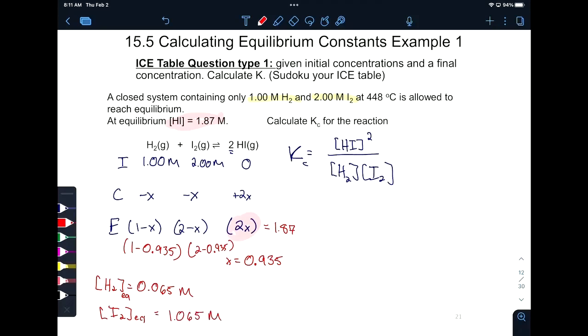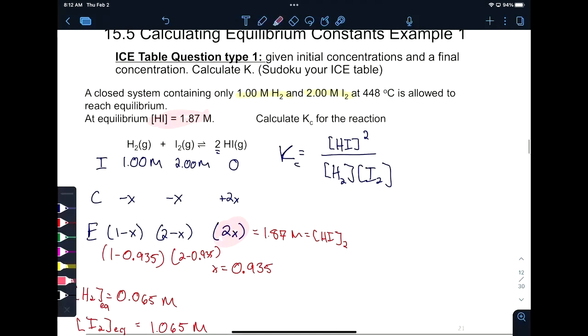1.065 molarity. And then, you don't have to plug that X back into 2X because we are given the concentration of HI at equilibrium already. So this is what I call the Sudoku method, where you just build the table and then work your way back in to fill in the rest of it.